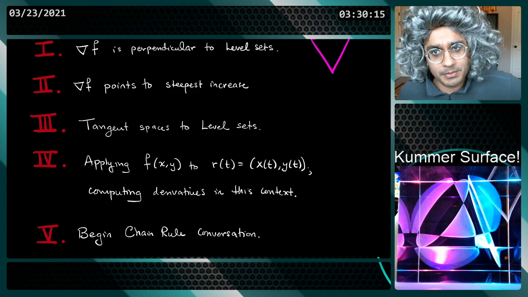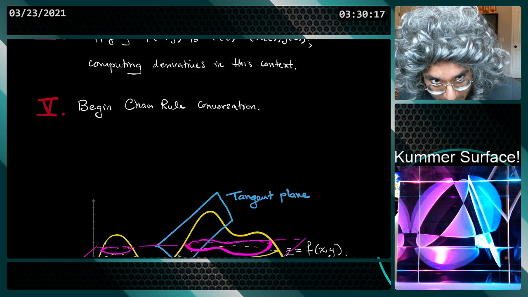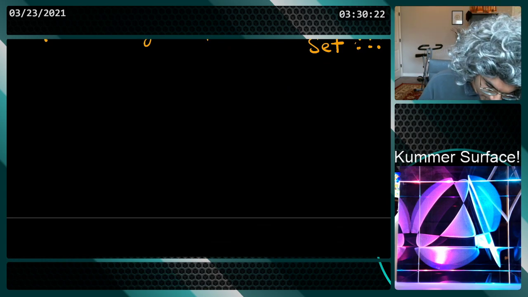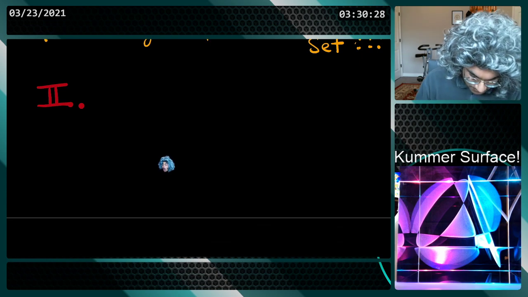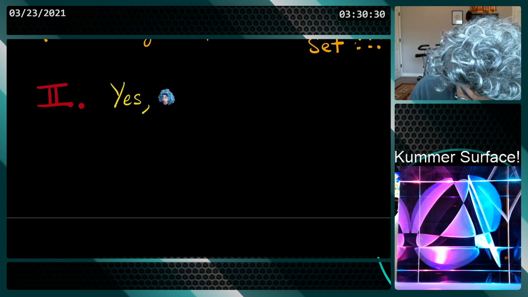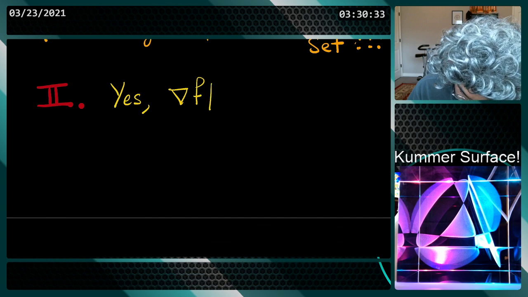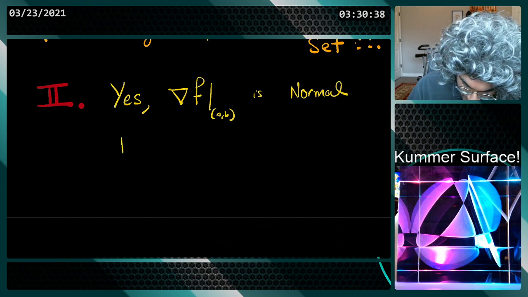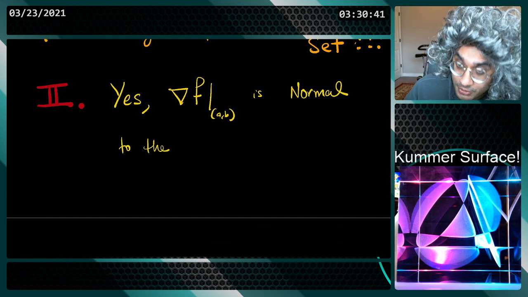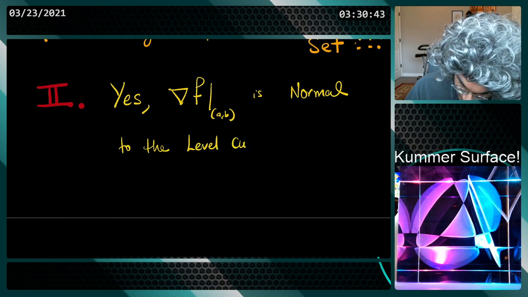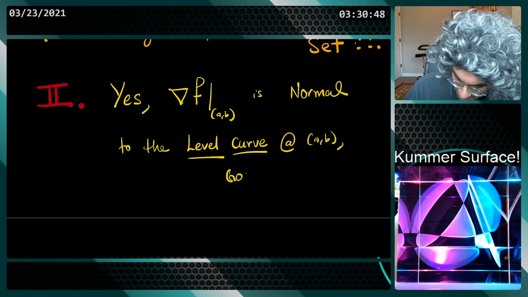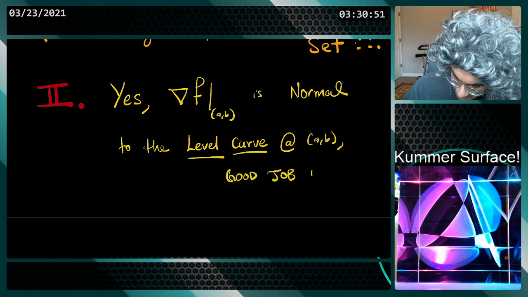For this, I'm going to recall something from last time, directional derivative. Let's add that into our discussion now. Number two. Yes. The gradient at a, b is normal to the level curve. Good job, Professor.